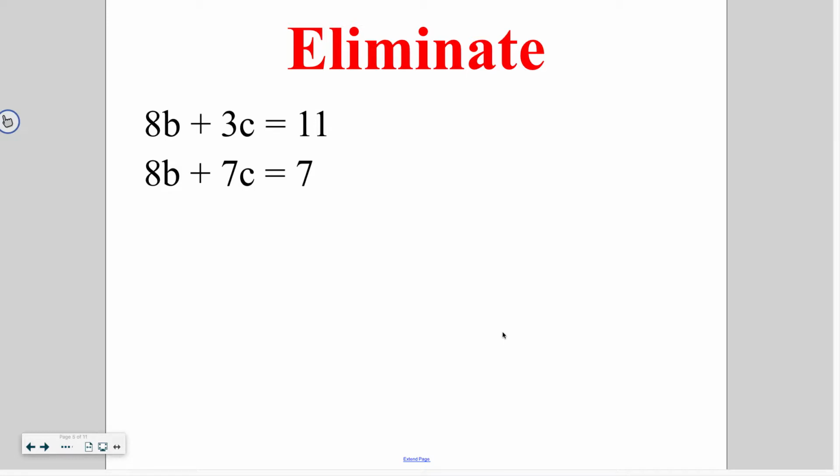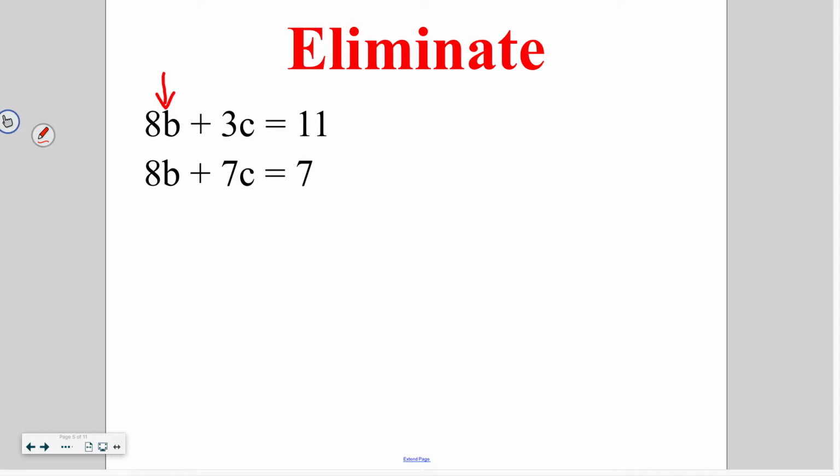So when we're looking at this, we've got 8b plus 3c is equal to 11, and 8b plus 7c is equal to 7. So the first thing we need to do is line them up. They're already lined up for us. So now we need to look to find the matching variables. So in this case, our matching variables are the b's. We've got 8b and 8b.